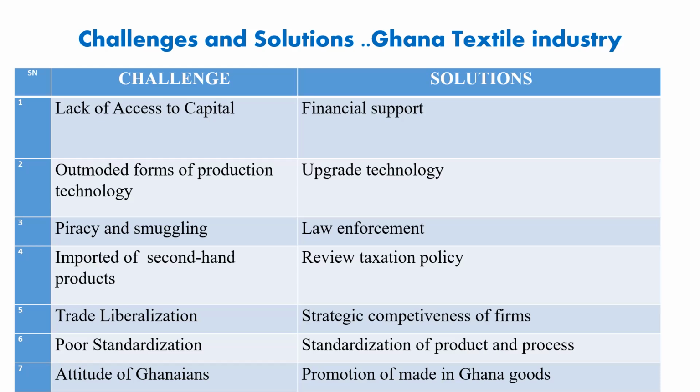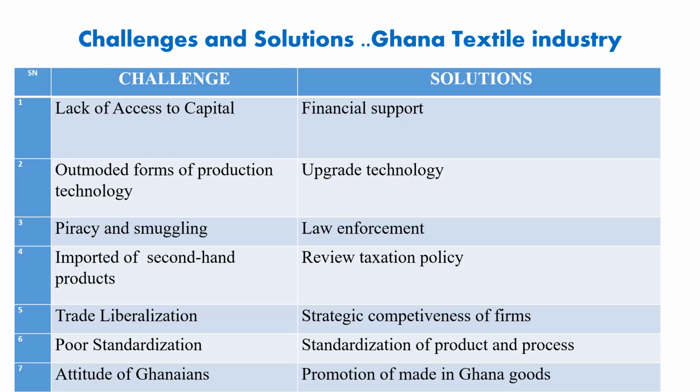And what are some of the challenges? They lack access to capital, automated forms of production technology, piracy and smuggling. Import of second-hand clothing has collapsed the industry because now when you want to buy clothes, you just go to Kantamanto, and in just a few cities, you get something, you dress up.